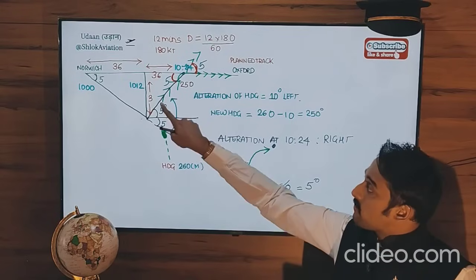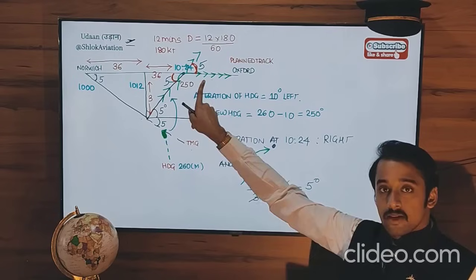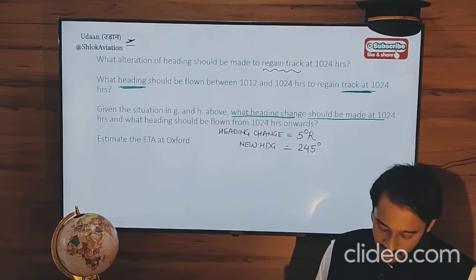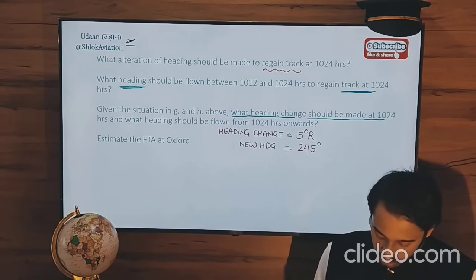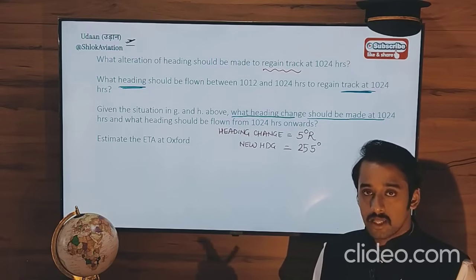So you are flying 250 as you approach this point. You will make a right turn. When you make a right turn, right directions increase in value. So the new heading will be 255 degrees. Remember this.